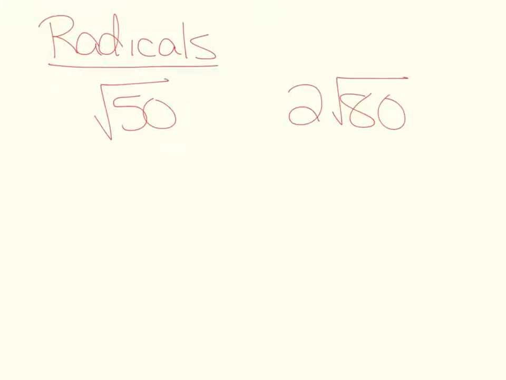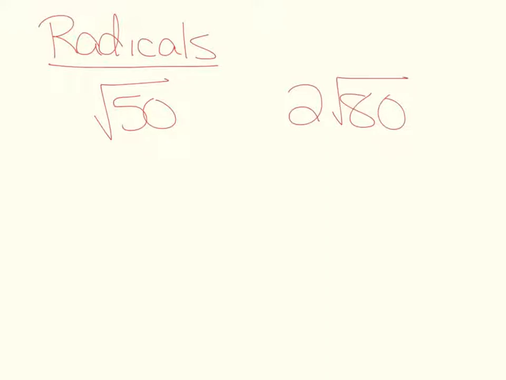Okay, so let's simplify radicals. When you have an irrational square root, not a perfect square, what you're going to ask yourself is what perfect square divides this number, okay? The bigger the perfect square, the better. We'll talk about that in a minute. But if you find any perfect square that divides the number, you're good.